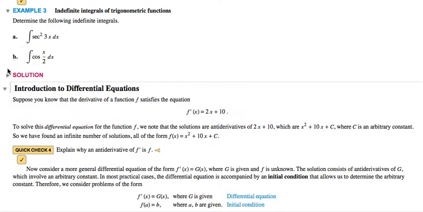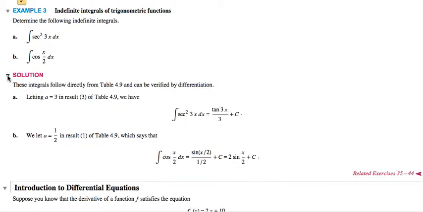The two questions in example 3 are direct applications of table 4.9. So here we let a equal 3 in result 3 of table 4.9, and we have that secant squared of 3x is going to be tangent of 3x over 3 plus c. If we let a equal 1/2 in result number 1, then cosine of x over 2 equals sine of x over 2 divided by 1/2, or 2 sine of x over 2 plus c. Table 4.9 is definitely something I would have available for the next test.